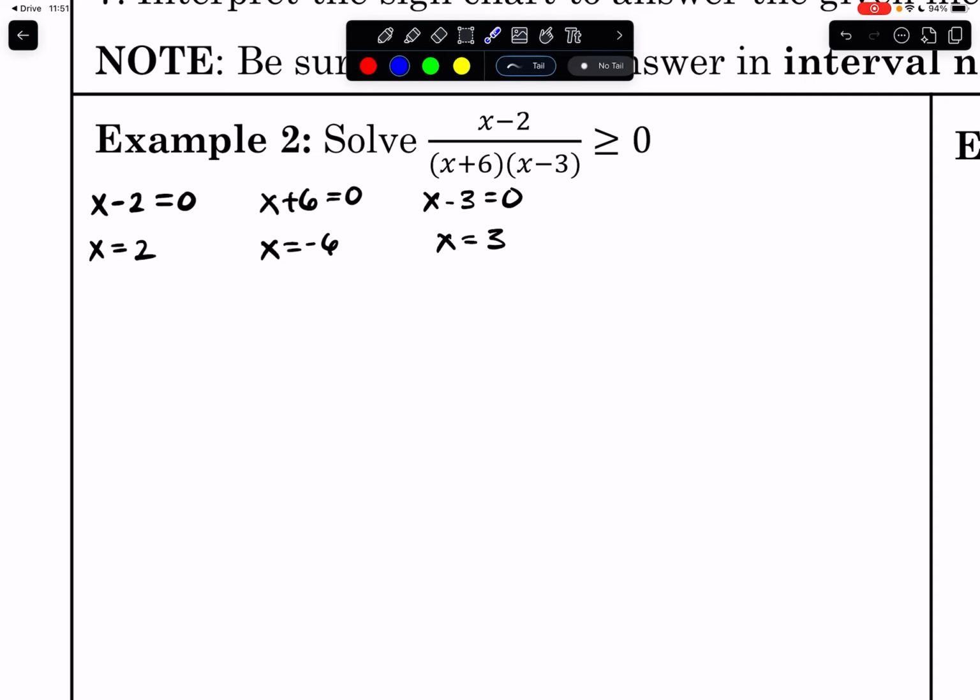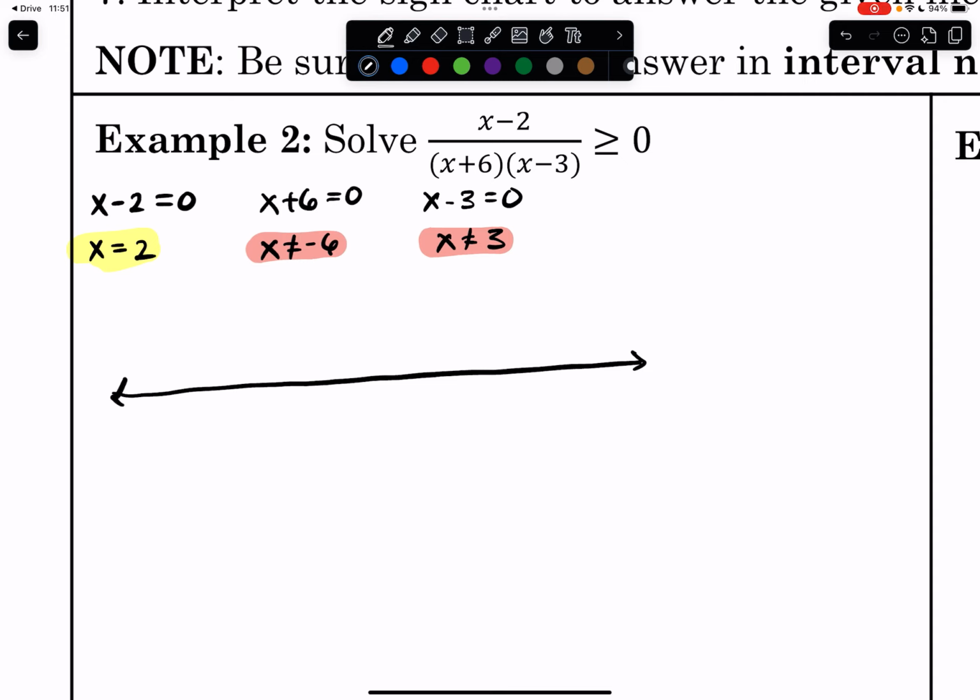Now, this one right here is a zero. I'm going to highlight my zero in yellow. This is very important. And I'm going to highlight the restrictions in the domain in red. So x cannot equal these two numbers right there. So when we create our number chart right here, I'm going to highlight these restrictions in the domain in red. From least to greatest, from negative infinity to positive infinity, we're going to go negative 6, positive 2, and positive 3. I don't know why I make these things so long. These things do not have to be that big.